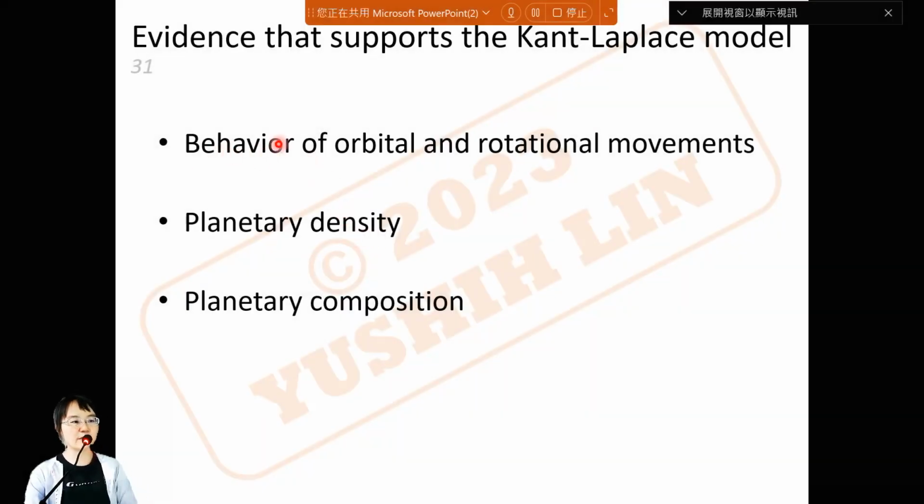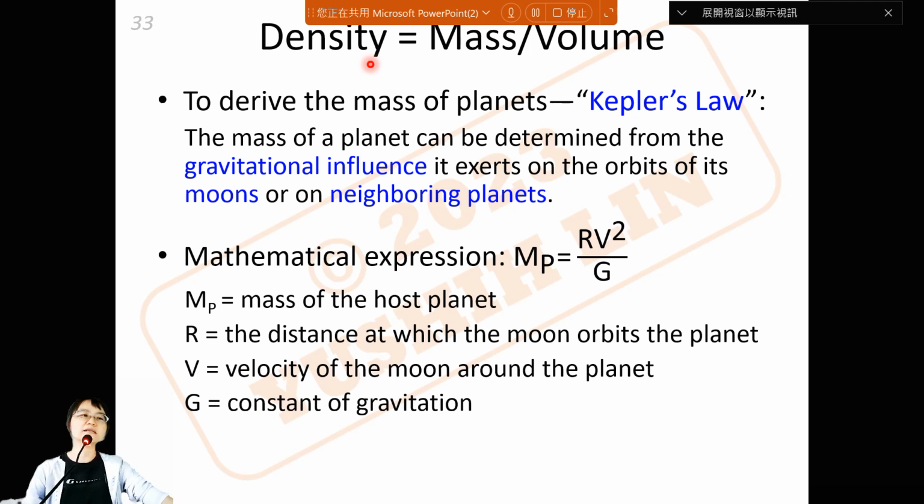We have talked about the first part, the behavior of orbital and rotational movement. Now we talk about planetary density. So we know density is calculated by mass divided by volume. Kepler figured out how to measure the density of planets. The mass of a planet can be determined from the gravitational influence that planet exerts on the orbits of its moons or neighboring planets. The planet has a gravitational field. It will affect the moon, that means its satellite, or the nearby planets. Based on that, he came up with this mathematical expression.